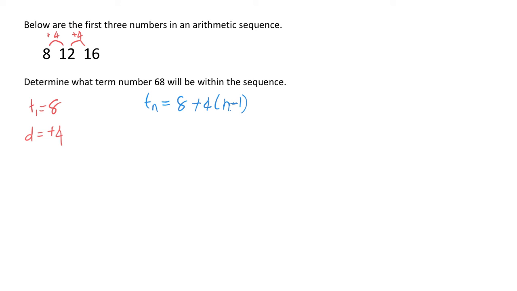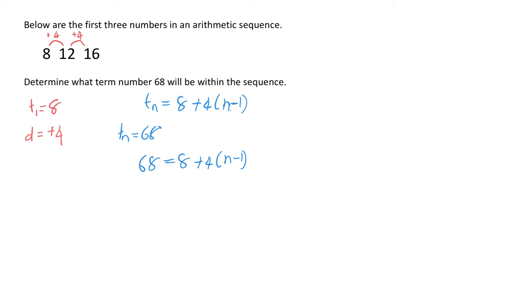Now that I've got that rule, I can go ahead and look at answering the question, which is when Tn is equal to 68. When my term value is equal to 68, what is going to be my n value? I can substitute that in: 68 is equal to 8 plus 4(n minus 1). That gives me an equation with one unknown, so I can go ahead and start to solve that equation.